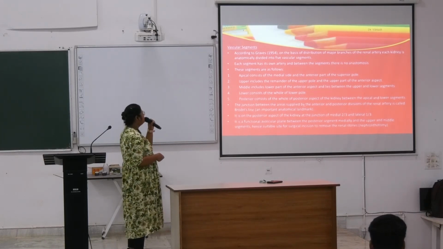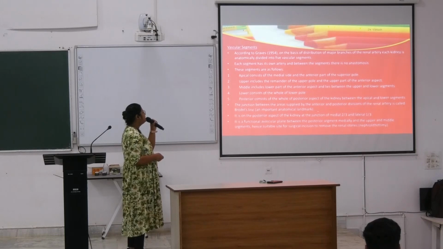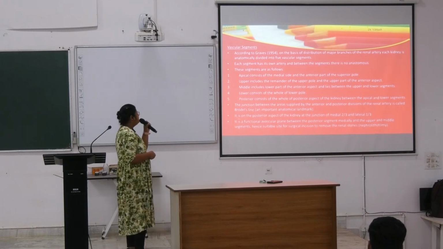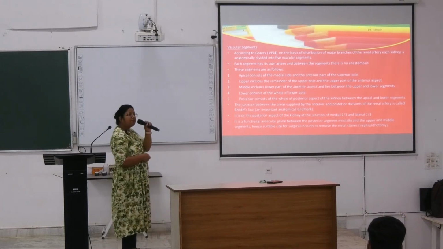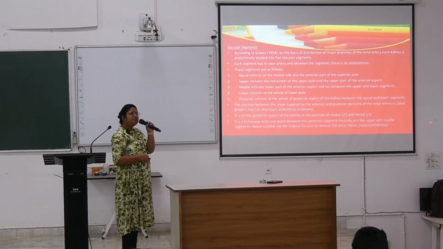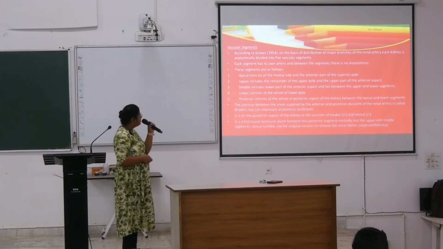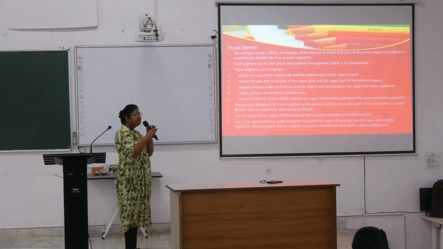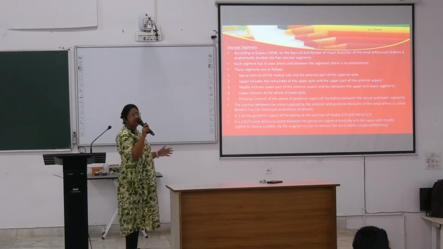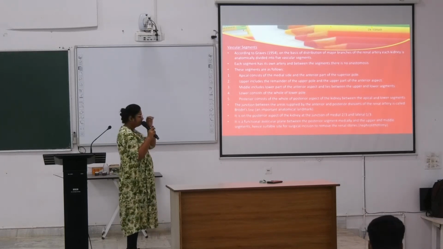The junction between the areas supplied by the anterior and posterior divisions of the renal artery is called Brodel's line, and this is an important anatomical landmark. Okay, where is Brodel's line? Brodel's line is important. It is an avascular plane. Here division occurs between anterior division and posterior division.